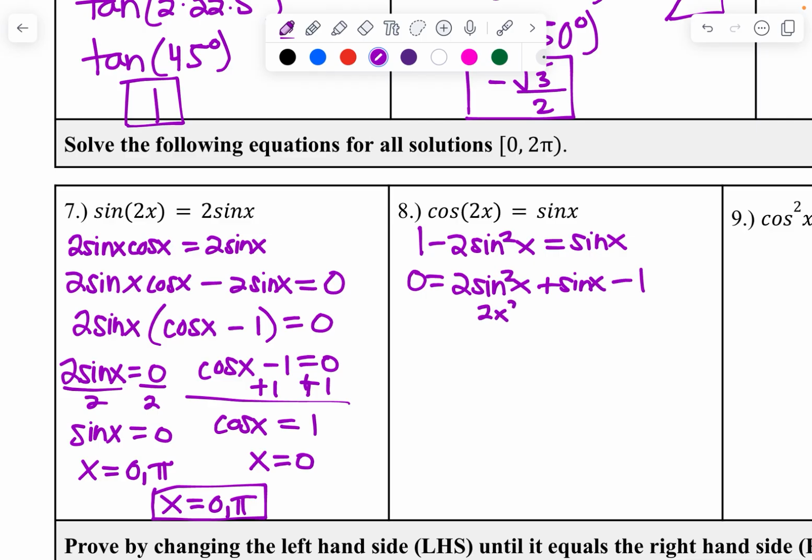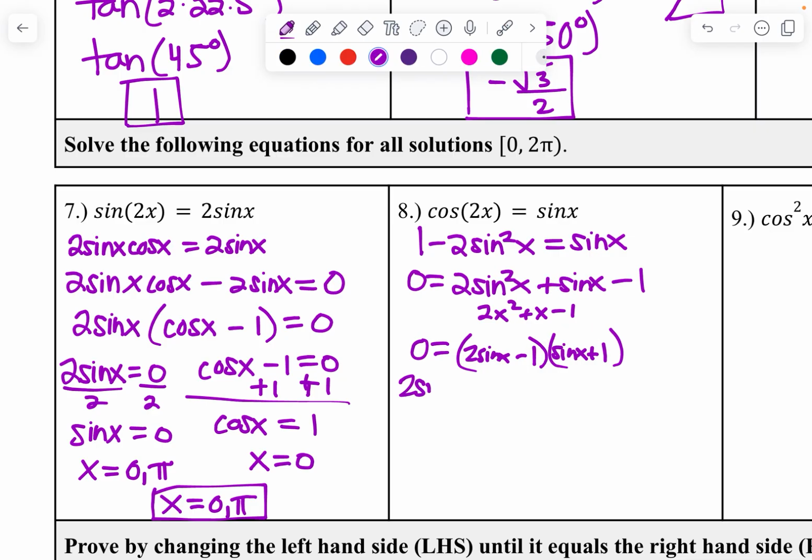Remember, think of this as 2x squared plus x minus 1. We can factor that. We know it's 2 times x. It's just that x in this case is sine of x. And then this would be 1 times x. And again, x is sine of x. And we know to multiply to 1, it's 1 and 1. We want the bigger product positive, so I want that there. So that when we multiply this, we'll get 2 times the sine squared of x. 2 sine of x minus 1 sine of x gives us 1 sine of x, and the negative 1.